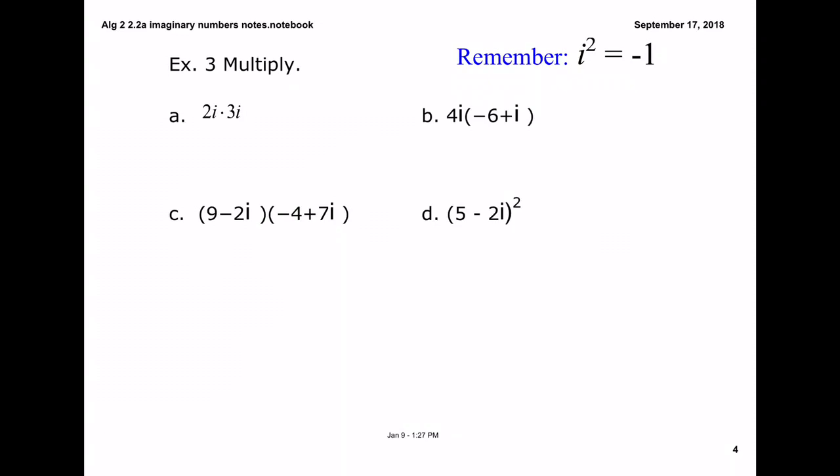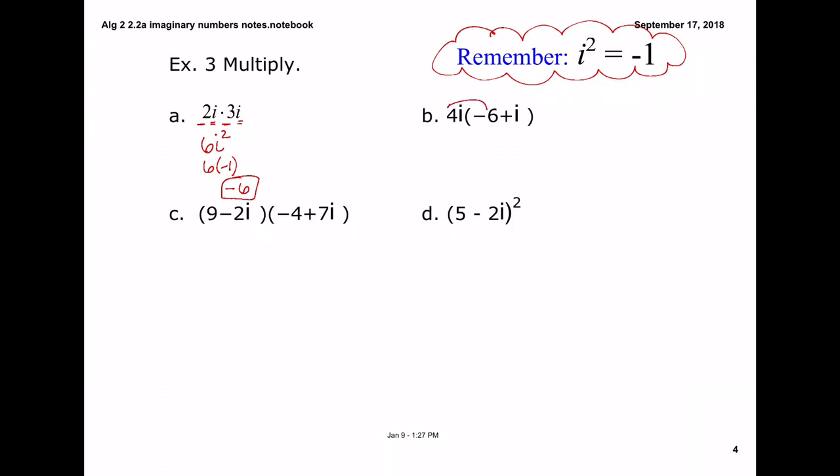In example 3, we're going to multiply. It's really important to remember that i squared is equal to negative 1. You multiply your whole numbers by each other, so you get 6. Your imaginaries by each other, you get i squared. Remember, that's negative 1. 6 times negative 1 gives us a negative 6.